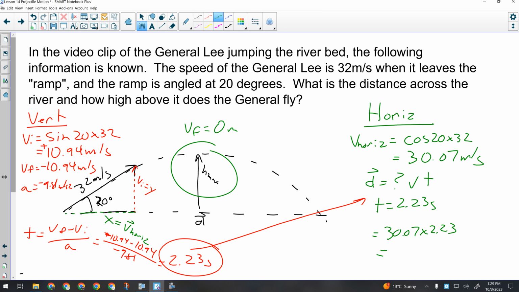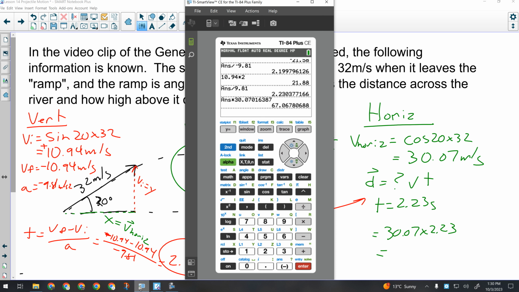Okay? So I'm going to say that D equals VF squared minus VI squared over 2A. So that's the one that's VF squared equals VI squared plus 2AD. Okay, just manipulate it. So 0 squared minus 10.94 squared divided by 2 times negative 9.81. Okay, 6.1 meters. That's more than twice the height of a basketball net. I would not want to come crashing down from that height.